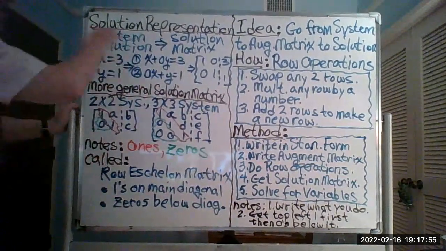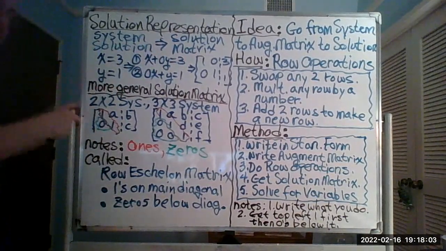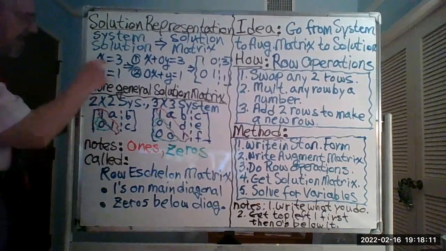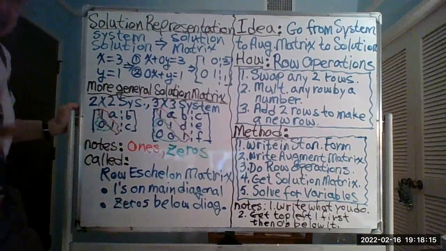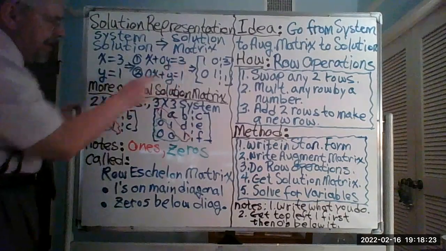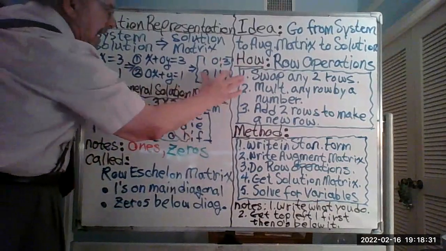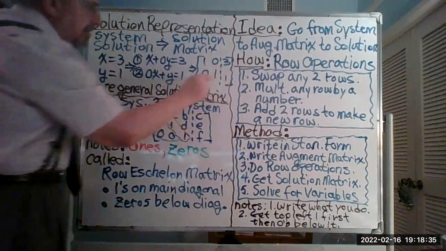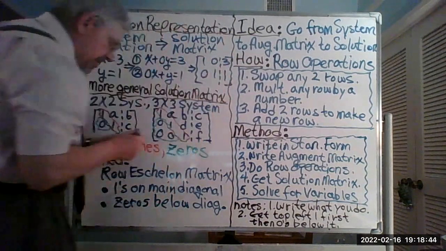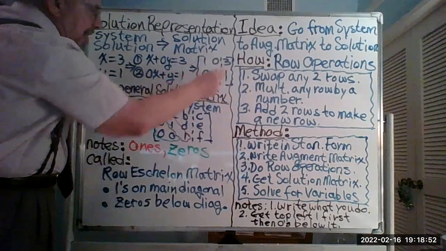Over here, the solution representation. The system notation to solution matrix. Over here, I have the system. The solution for that system that I set up before on the previous board is x equals 3, y equals 1. That actually translates into two equations. The first one is 1x plus 0y is equal to 3. And the second one is 0x plus 1y is equal to 1. And then that translates into this matrix right here: 1, 0, 3, 0, 1, 1. Okay, so notice that says x equals 3, y equals 1.